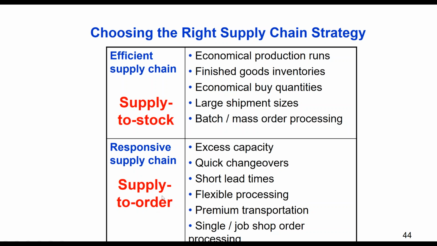Now, supply to order is like your customized cars, for example, your Lamborghini. Supply to stock is typically your Honda, Hyundai cars, which are stocked and then they are made available.